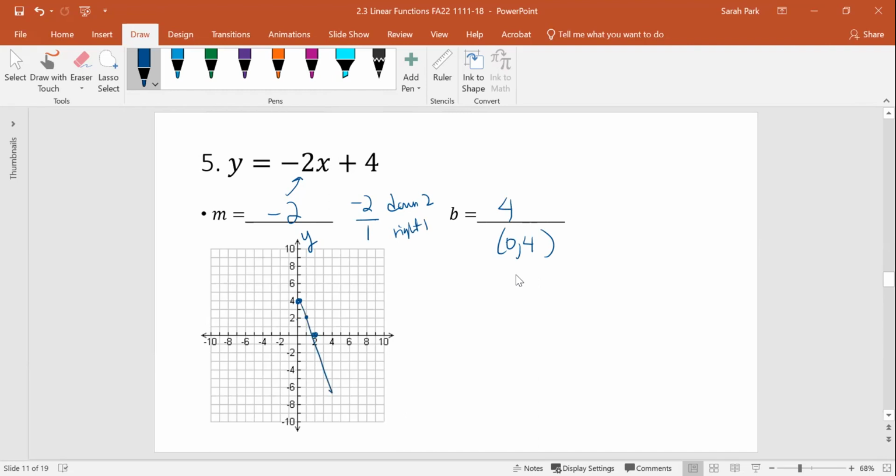And so here's the line, and it shouldn't be a surprise that the line falls from left to right since it is a negative slope.